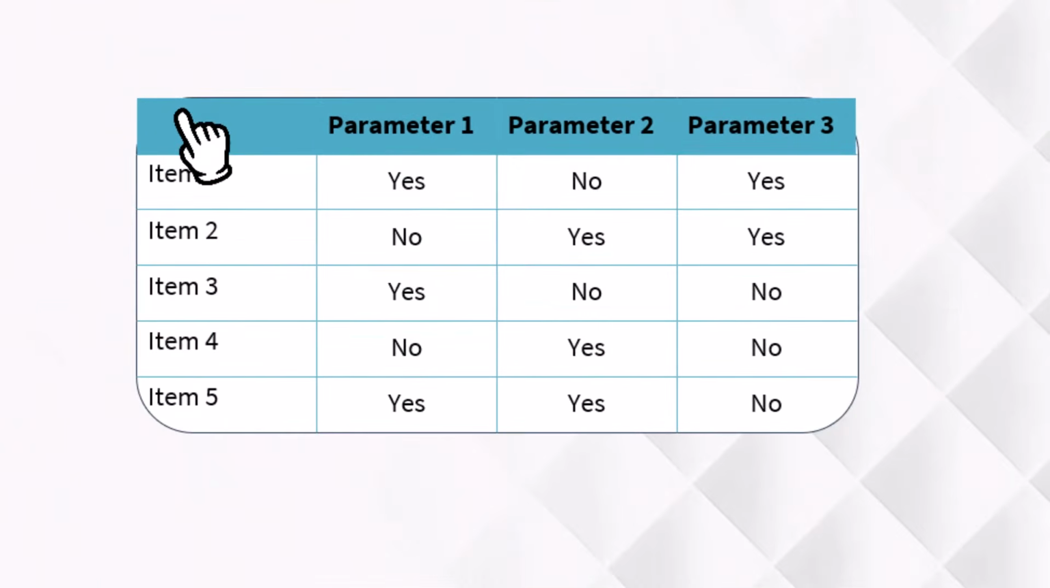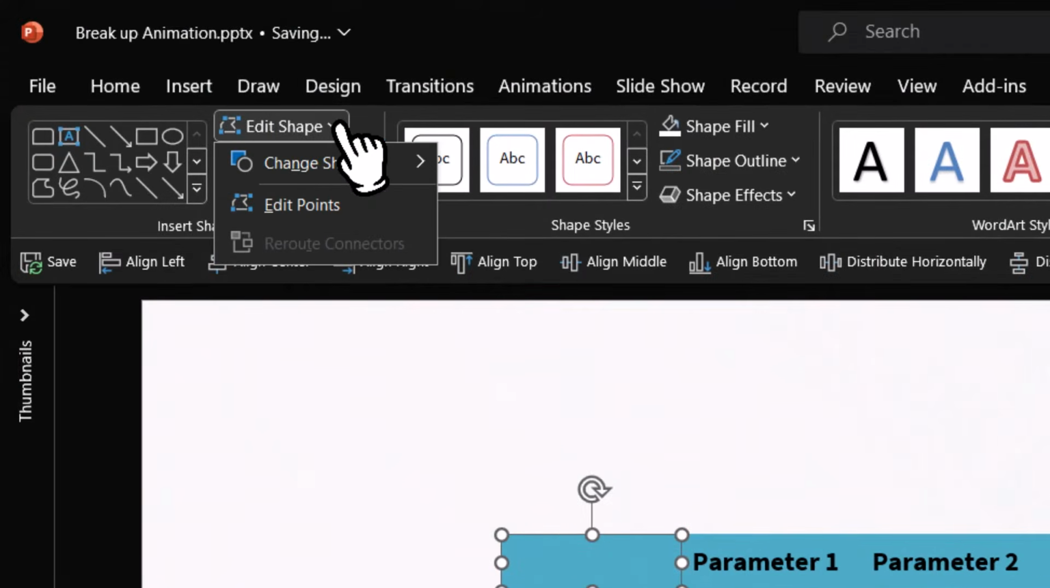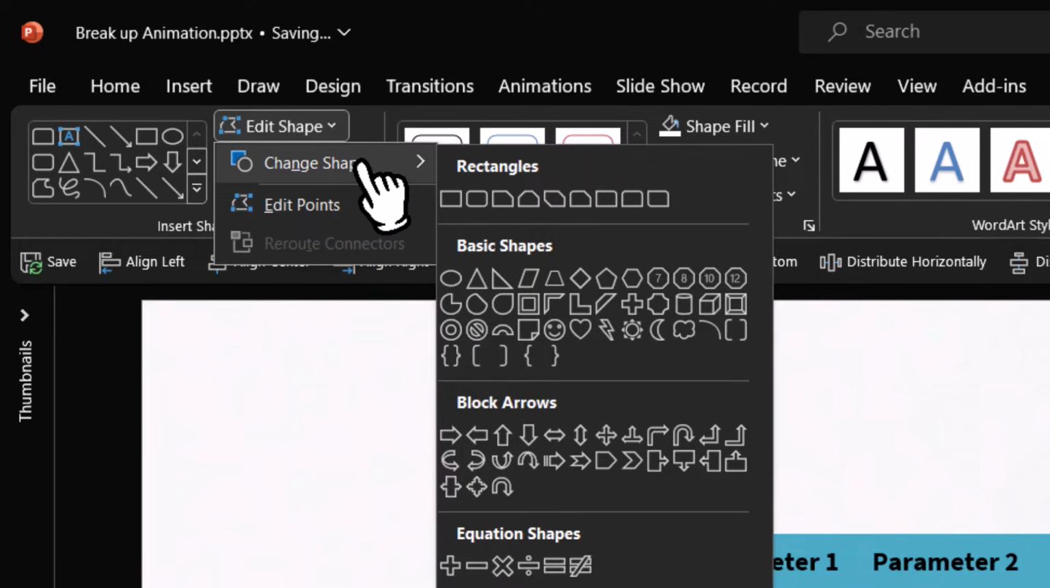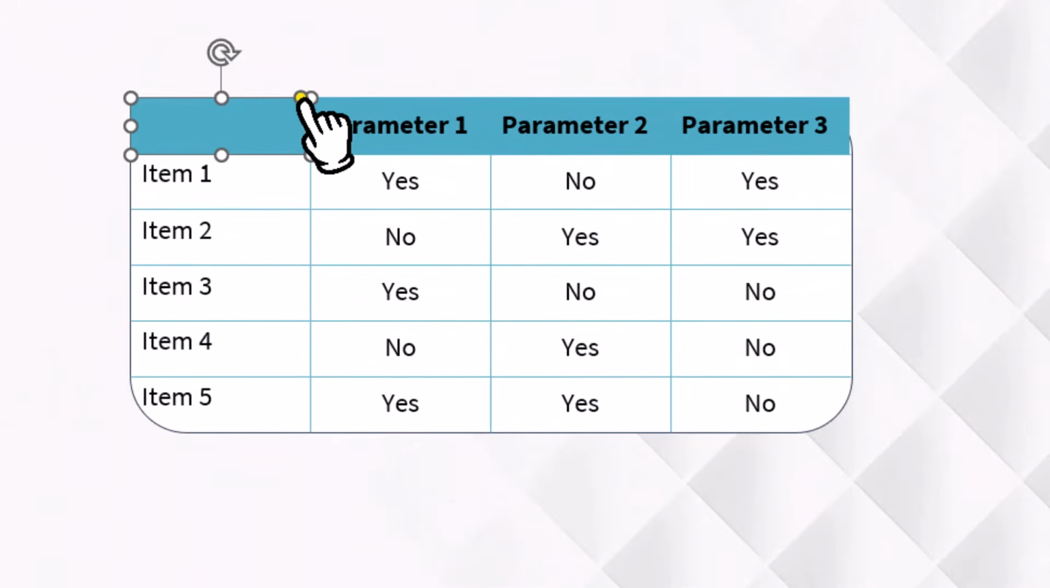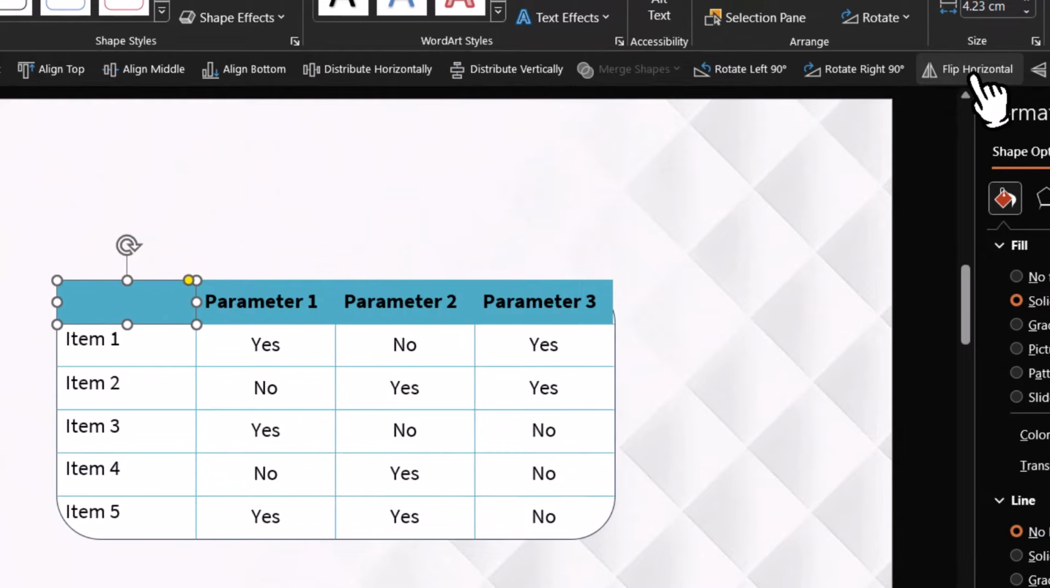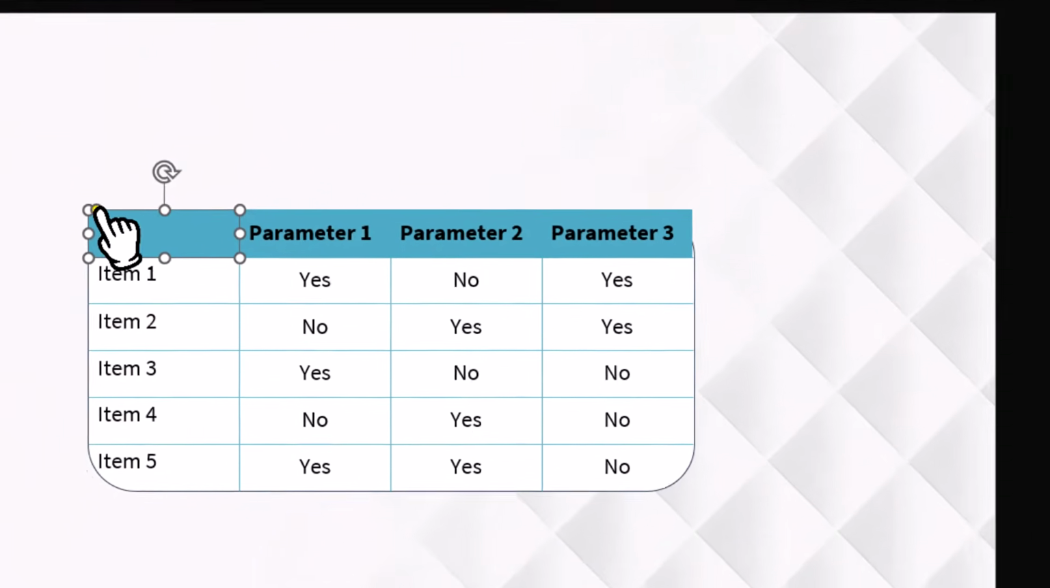Now we need to make adjustments only to this shape here. You can go to Edit Shape after selecting this corner, then go to Change Shape and use the option called Single Corner Rounded. You select that. Now you can see that the corner is to the right, as shown by this yellow handle. So we need to flip it horizontally so the corner goes to that side.